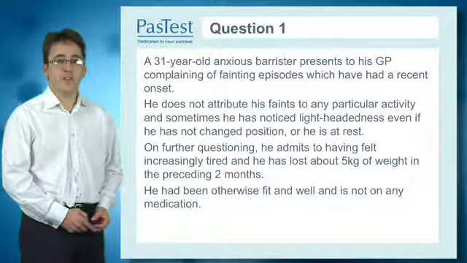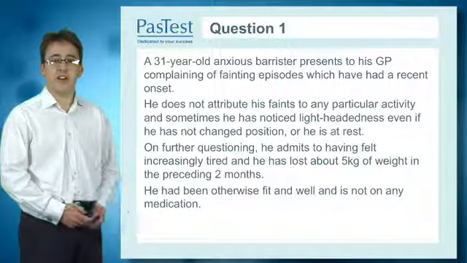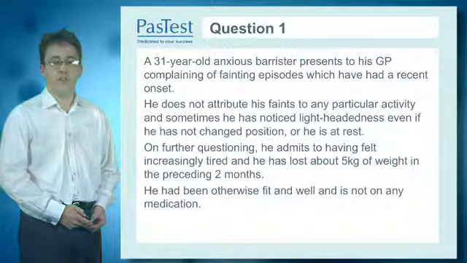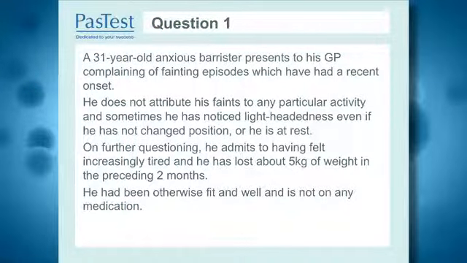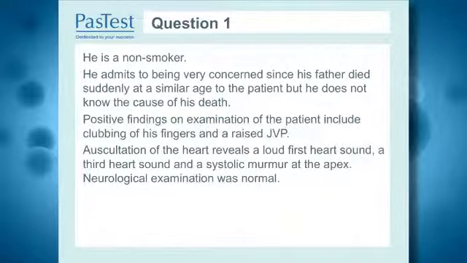A 31-year-old anxious barrister presents to his GP complaining of fainting episodes which have had a recent onset. He does not attribute his faints to any particular activity, and sometimes he has noticed lightheadedness even if he has not changed position or at rest. On further questioning, he admits to having felt increasingly tired and has lost about 5 kilograms of weight in the preceding 2 months. He has been otherwise fit and well and is not on any medications. He is a non-smoker. He admits to being very concerned since his father died suddenly at a similar age. He does not know the cause of his father's death.